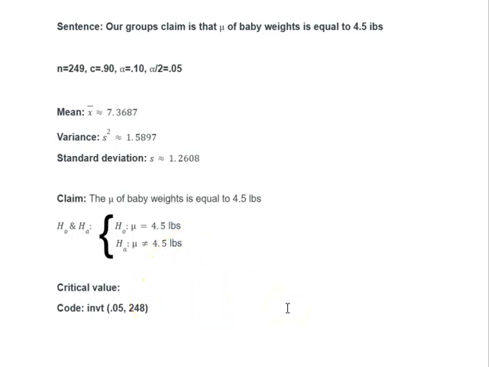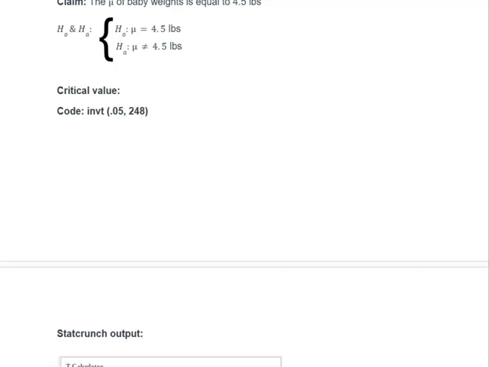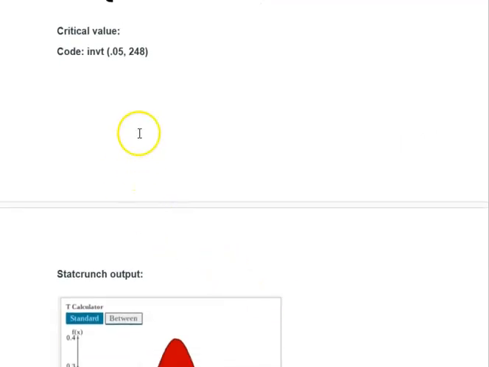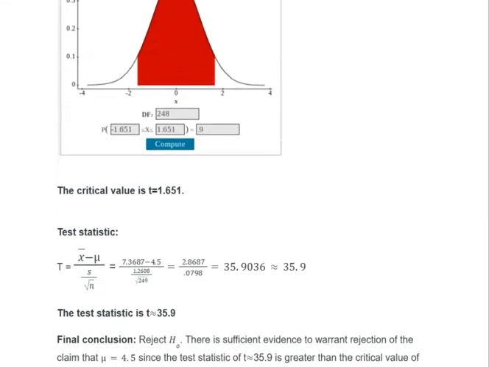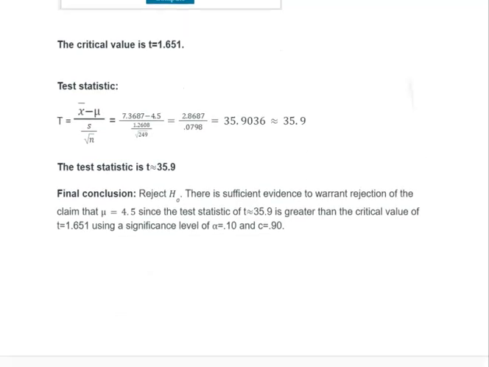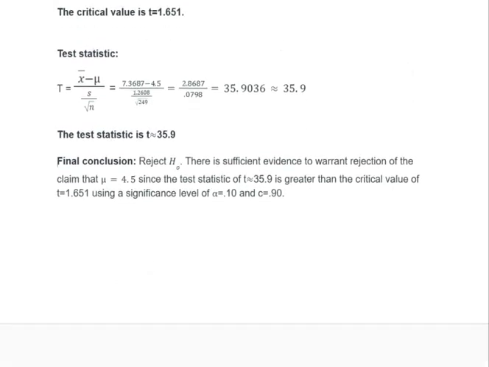In order to get our critical value, we use the inverse T code to get T equals 1.651, as you can see here on our StatCrunch graph output. We then used our previous values to plug into the test statistic formula, which gave us T equals 35.9. Our final conclusion was to reject H0.